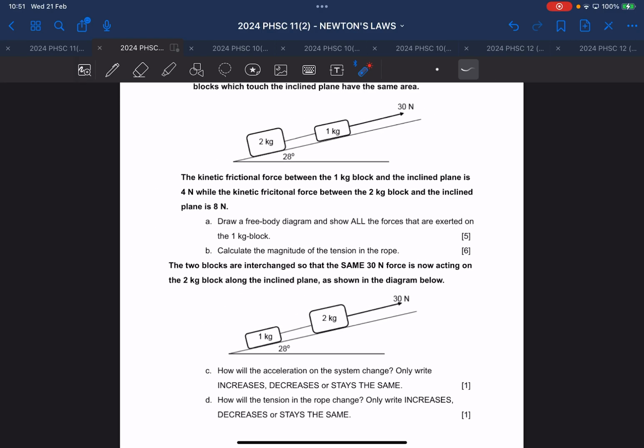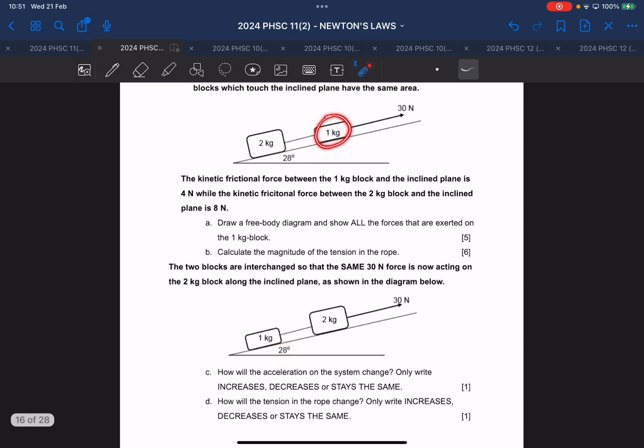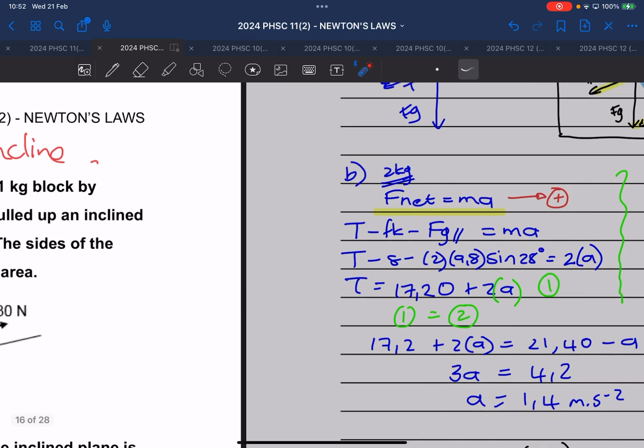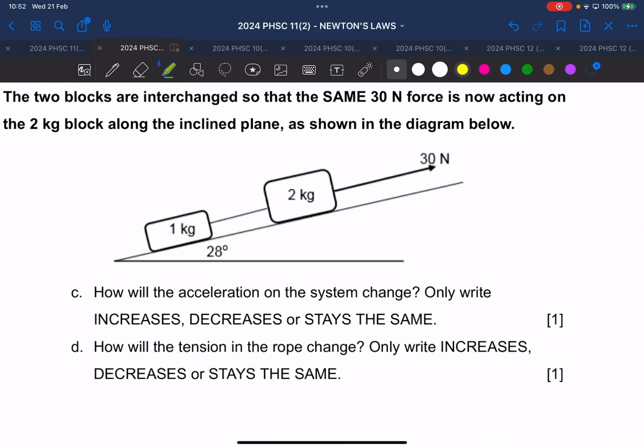So everything else is the same. The angle is the same. The total mass is the same. The force is the same. The only thing that happened is they changed these 2 blocks. How do you think the acceleration will change? It will stay exactly the same, because there is the same friction. Let's see what influenced the acceleration. The frictional force stayed the same. The applied force stayed the same. The gravitational force will stay the same. So the acceleration will stay exactly the same. It will remain the same.